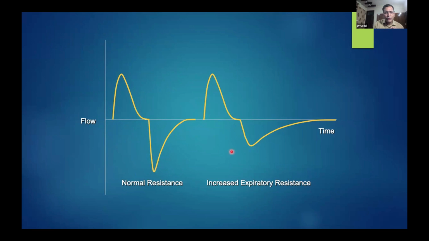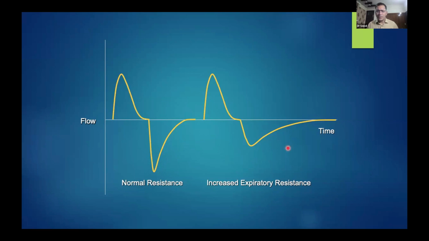The peak expiratory flow rate will go down whenever there is expiratory resistance in the airways. Maybe it's intrathoracic or extrathoracic. And the time to end the expiration will be prolonged. Here we can see it is very steep. But the moment there is increased resistance to expiration, the time will be prolonged. So there will be two changes here: the peak expiratory flow rate will be less, and the expiratory time will get prolonged.